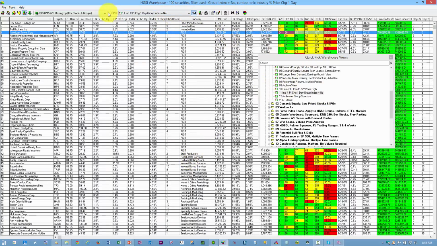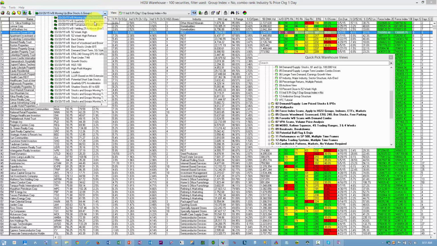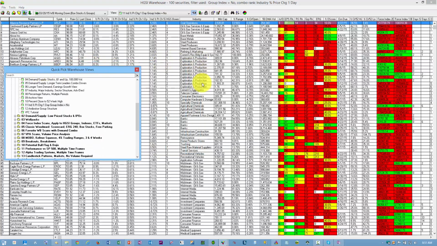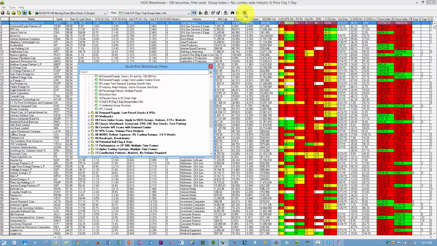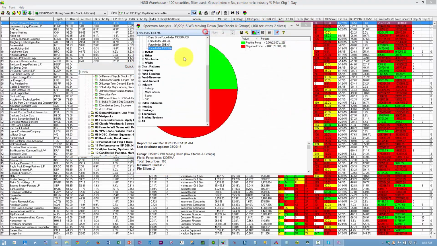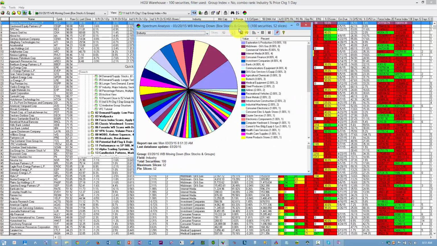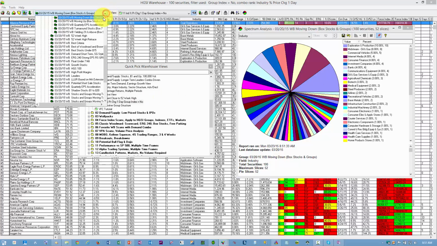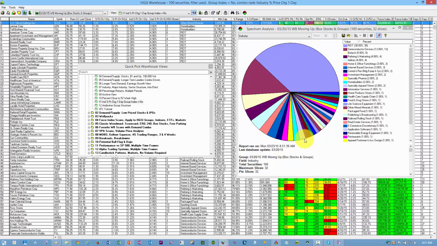Now if we go to the stocks and groups moving down, you can see where the weakness was: exploration and production, oil and gas services, midstream oil and gas, and so on. And of course, we can always use the spectrum analyzer to get a pie chart view of the down and the up groups.